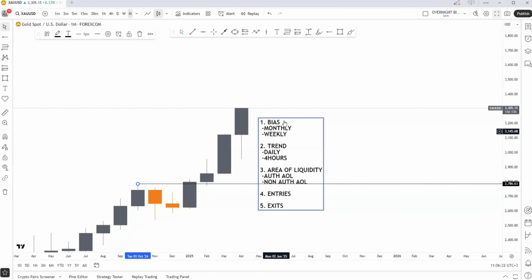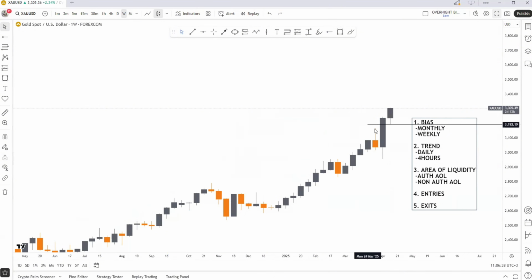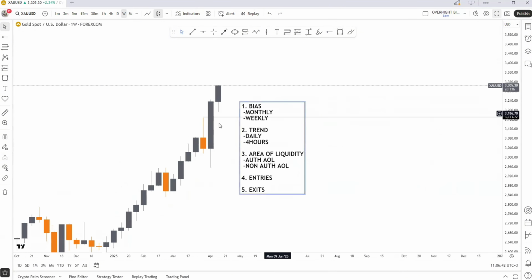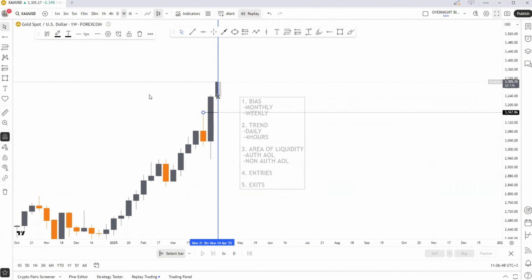You can check here, it's bullish on the weekly. The weekly is the best time frame I can suggest to everyone. So on the weekly, we see the bias is bullish, as you can clearly see here. Let me just do this. Let's say we want to trade this weekend.